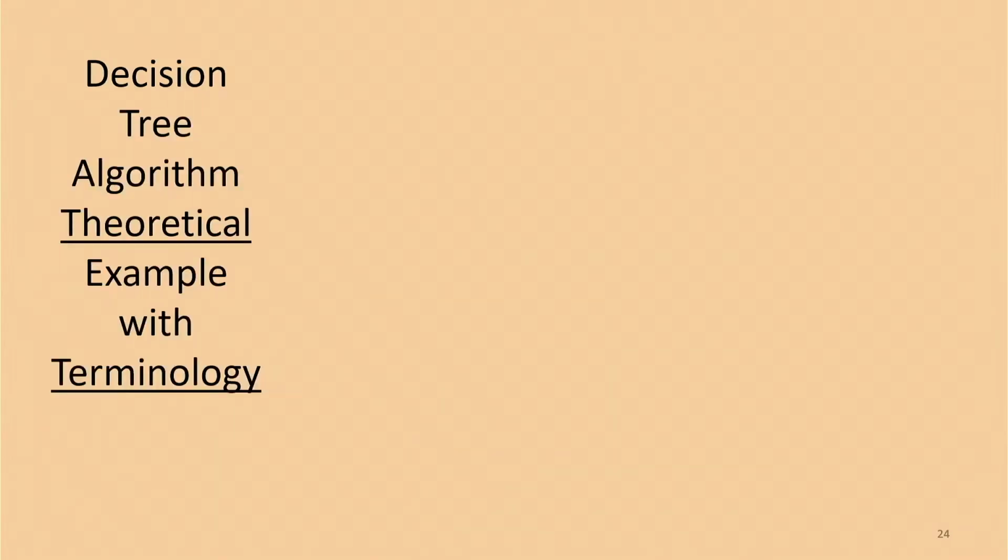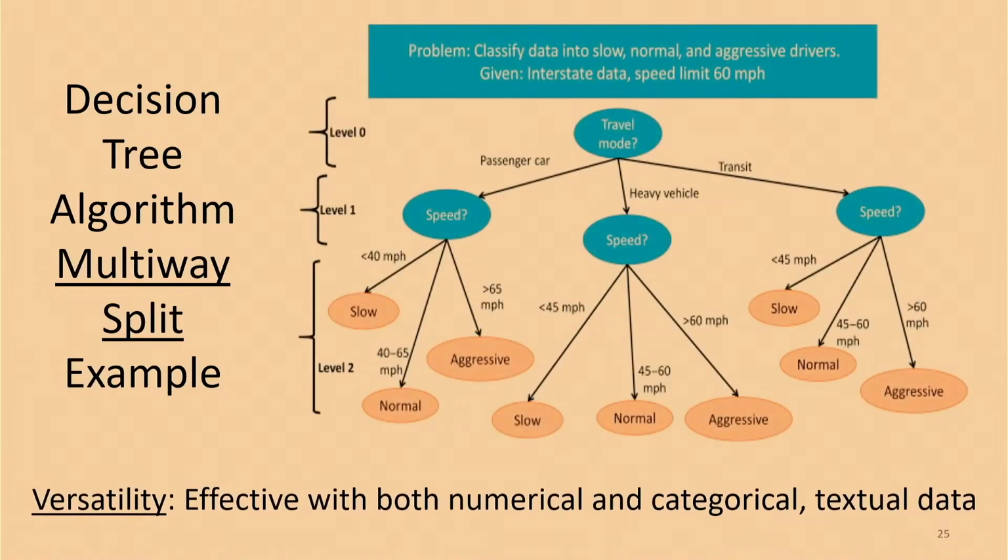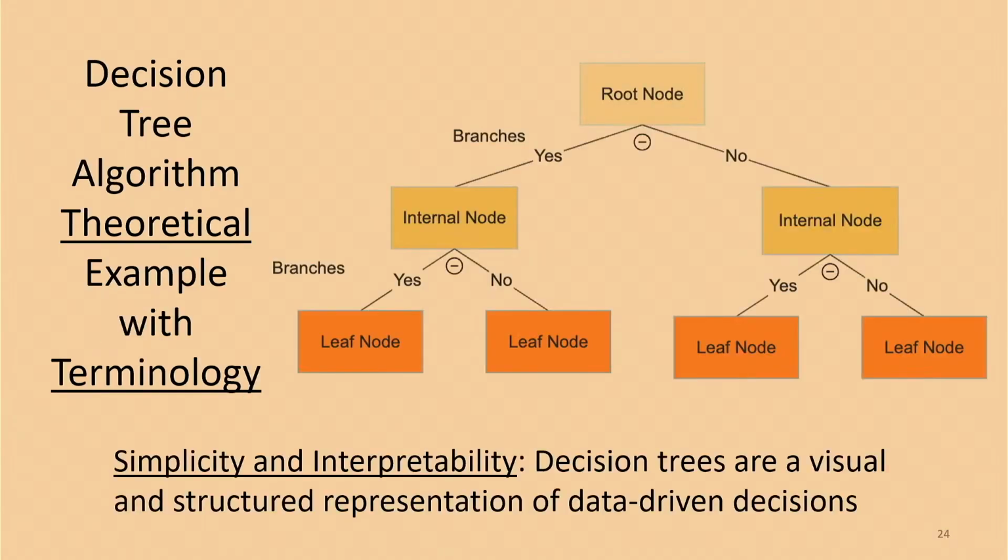So, decision tree algorithm, theoretical example with terminology. Typically you start with a root node, then you have the branches, yes, no, internal node, then you go to the leaf node. That is all the technicality. Very soon we'll look at a real example. Decision trees are a visual and structured representation of data-driven decisions. Remember, data-driven decisions are yes or no for this, and then you go to the next, and so on and so forth. That's where data-driven decision-making comes in. So, decision tree algorithm, multi-way split. Initially we talked about just a binary split, yes, no. That was a binary split. But now we can also do a multi-way split, okay?